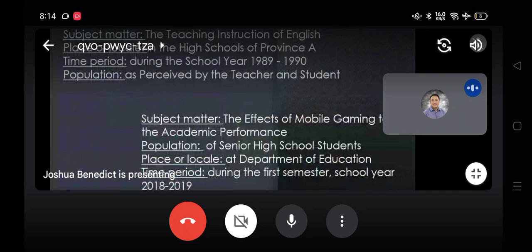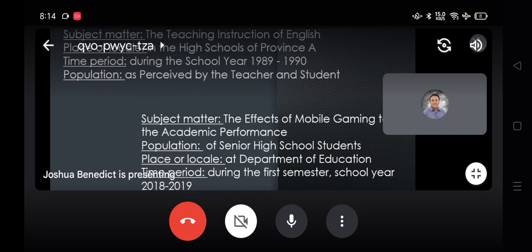So, let's look at the following examples. The subject matter, teaching instruction of English, the place or locale, in the high schools of Province A, time period during the school year 1989 to 1990, population, students, and teachers. So, with that, you have your title, the teaching instruction of English in high schools of Province A during the school year 1989 to 1990, as perceived by the teacher and student.